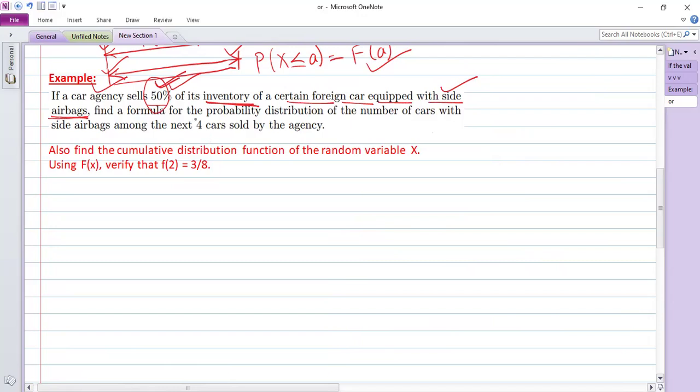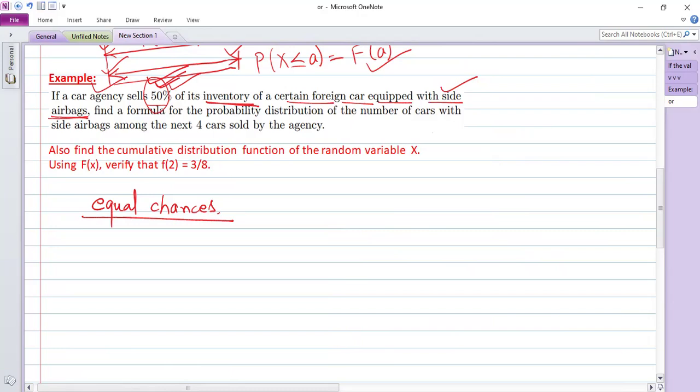So here, for any car to be sold by the agency, there are only two options available. What are those? Either it will be with side airbags or without side airbags. And both types of cars have equal chances of being sold. How? Because 50% of the cars are with side airbags, and the remaining 50% are without side airbags.